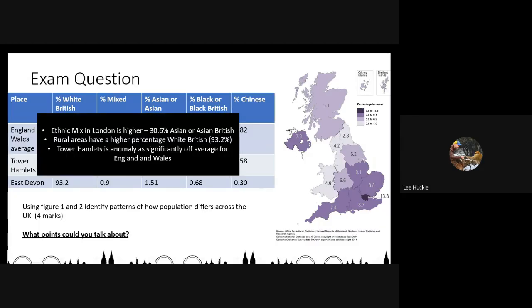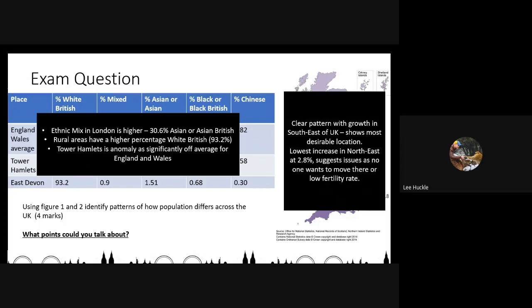So here are some summary points that we then brought in. Looking at the reasons why places such as London and the southeast have a higher percentage increase. The ethnic mix in London is higher, 30.6% Asian or Asian British. Rural areas have a higher percentage of white British, 93.2%. And if you look down at the Tower Hamlets, there's an anomaly to this, as significantly off average for England and Wales.